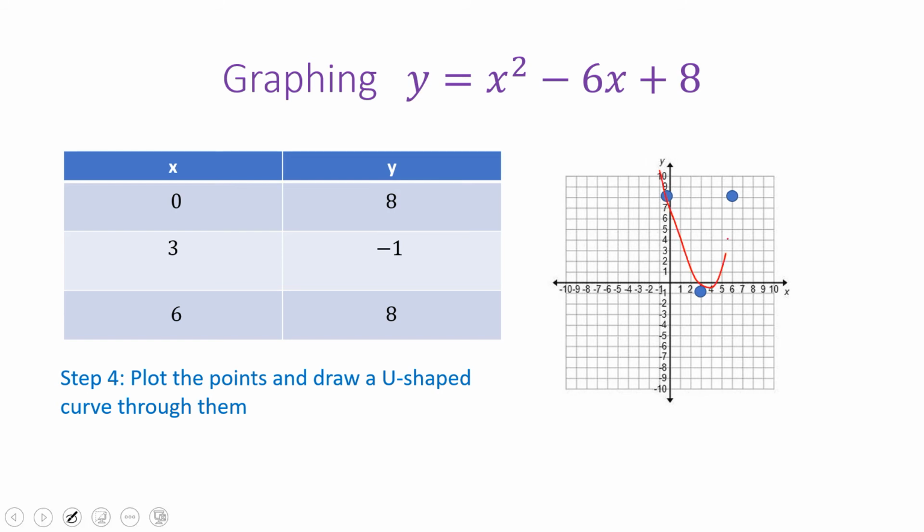And this, oh, that's not so great. It would really go kind of down through here. There we go, much better. We'll just pretend I meant to do that. And there is our parabola. Put some arrows there because it goes on forever and ever in the positive direction. And we have graphed y equals x squared minus 6x plus 8.